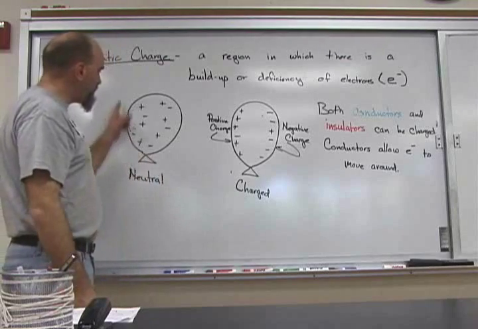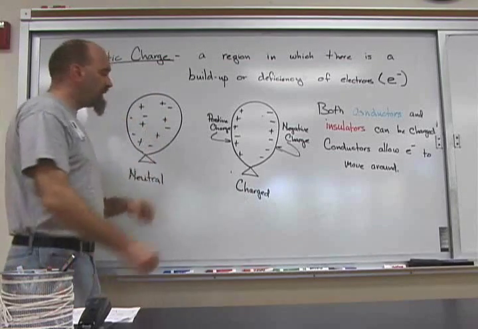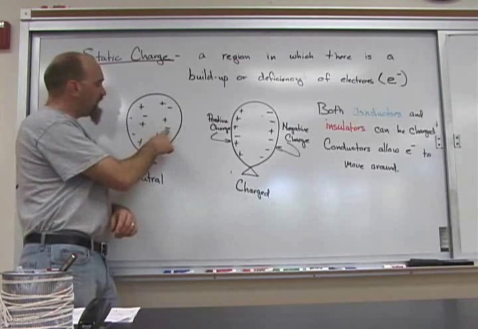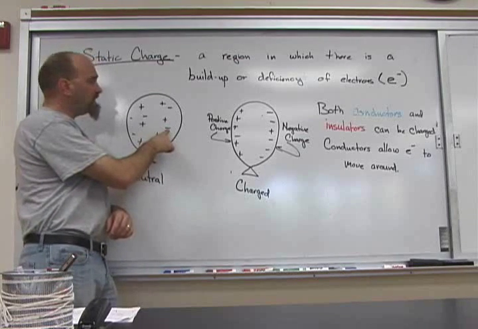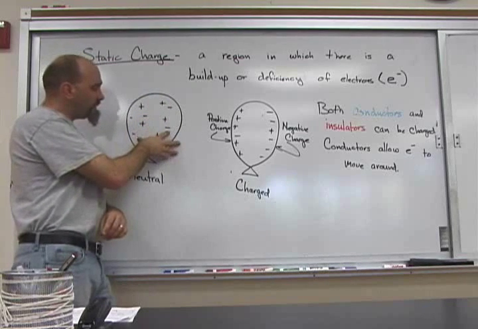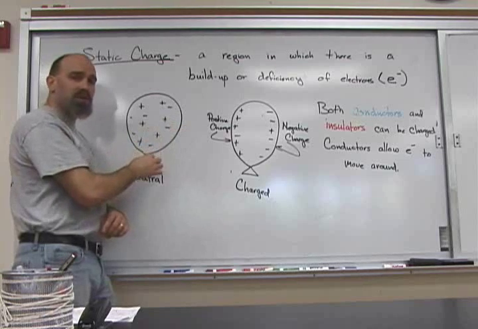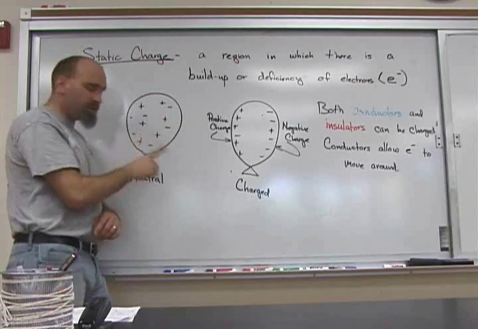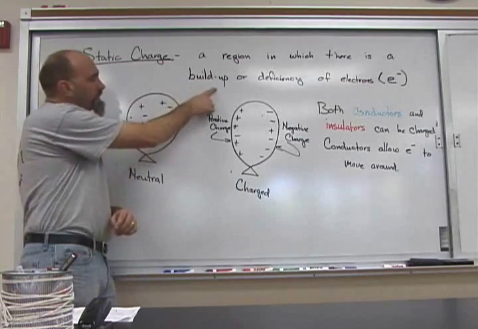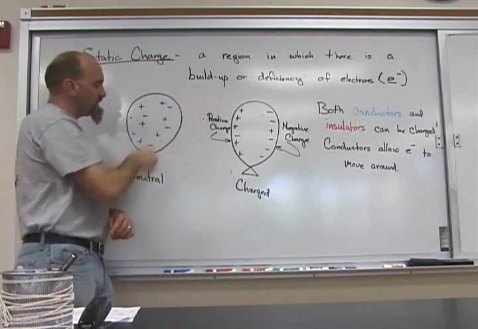Now, if this party balloon, before you rub it, you can see that there are positive charges, protons, and negative charges, electrons. And you know what? They're mixed up. They're very, very random. But there's the same number of negative charges as positive charges. The term that we use for this type of balloon is neutral. In other words, there's no region of buildup of electrons, there's no region of deficiency of electrons.